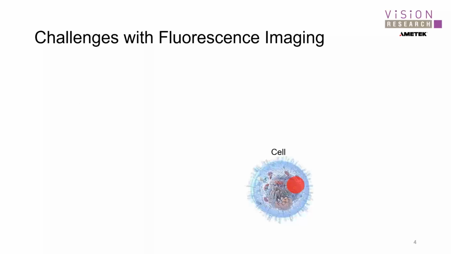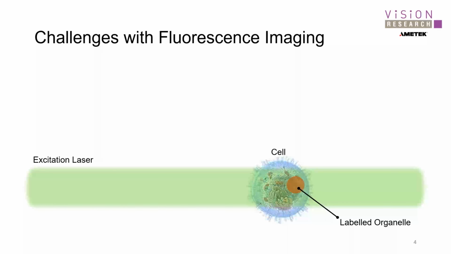If you think of an individual cell, and you imagine that that cell has a fluorescent marker on one particular aspect of the cell, let's just consider it to be a labeled organelle, and it has a fluorophore attached to it, bound to it, and then we excite that region with an excitation laser.